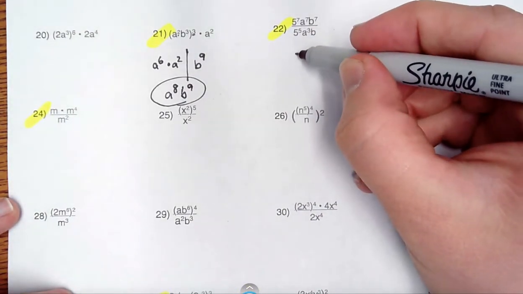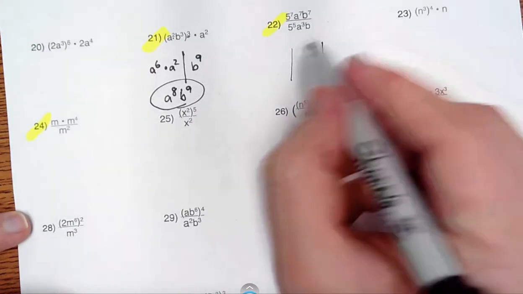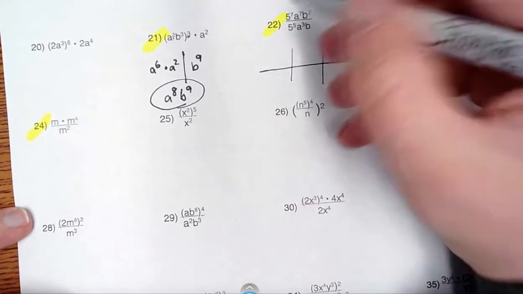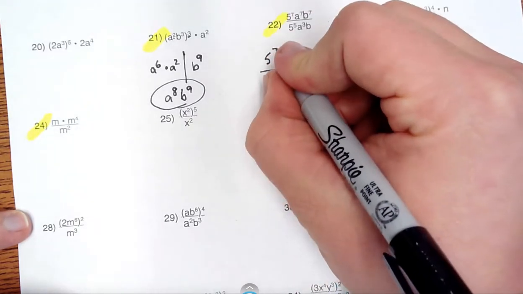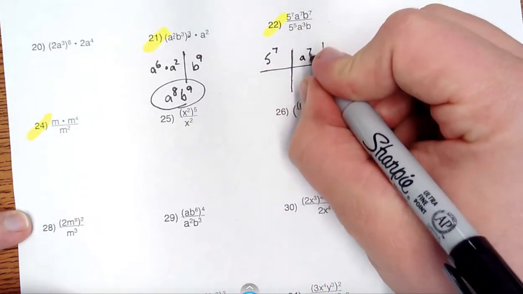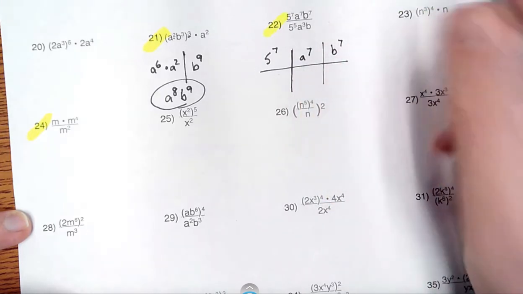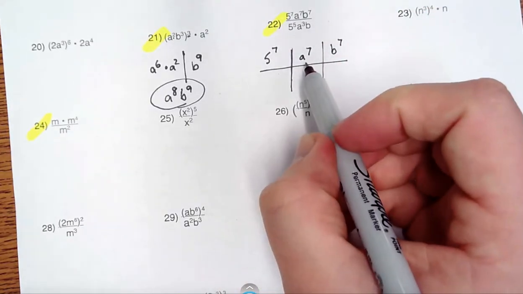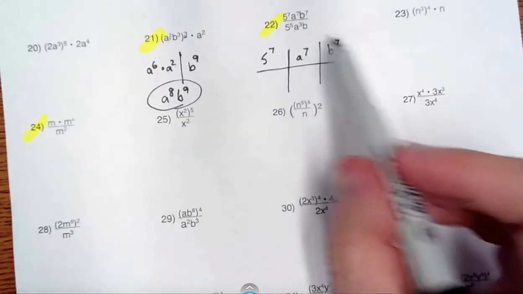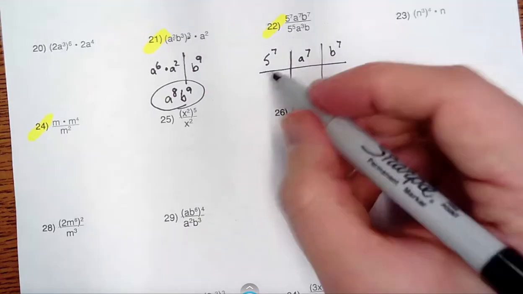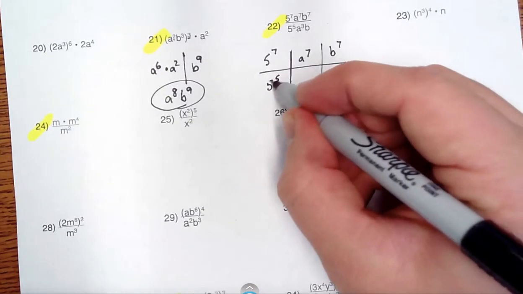All right, same thing. I'm going to separate these. This time I have top and bottom, so I'm going to make a line there too. So 5 to the 7th is on top, a to the 7th is on top, and b to the 7th is on top. This time I have numbers and variables, a and b, so I have more spots to separate them out. These ones are all on the bottom, so I'm just going to write them on the bottom.